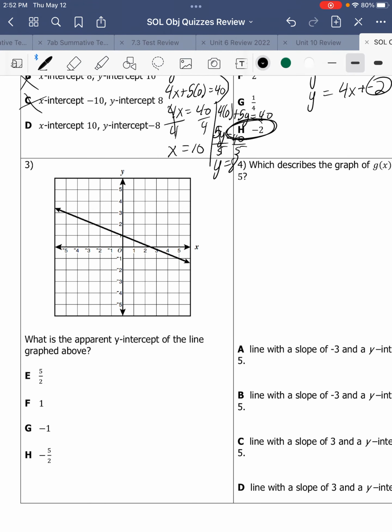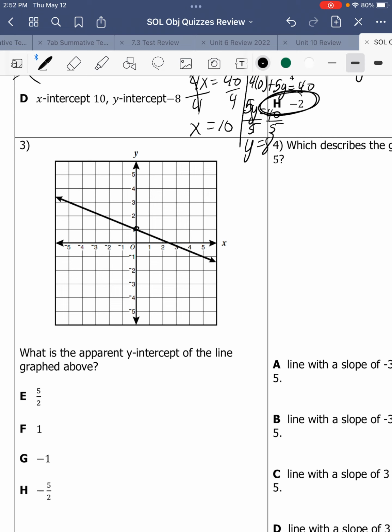All right, number 3, what is the y-intercept of the line? Well, that's pretty easy. Man, we got to get this. This is a slam dunk. The y-intercept is 1.